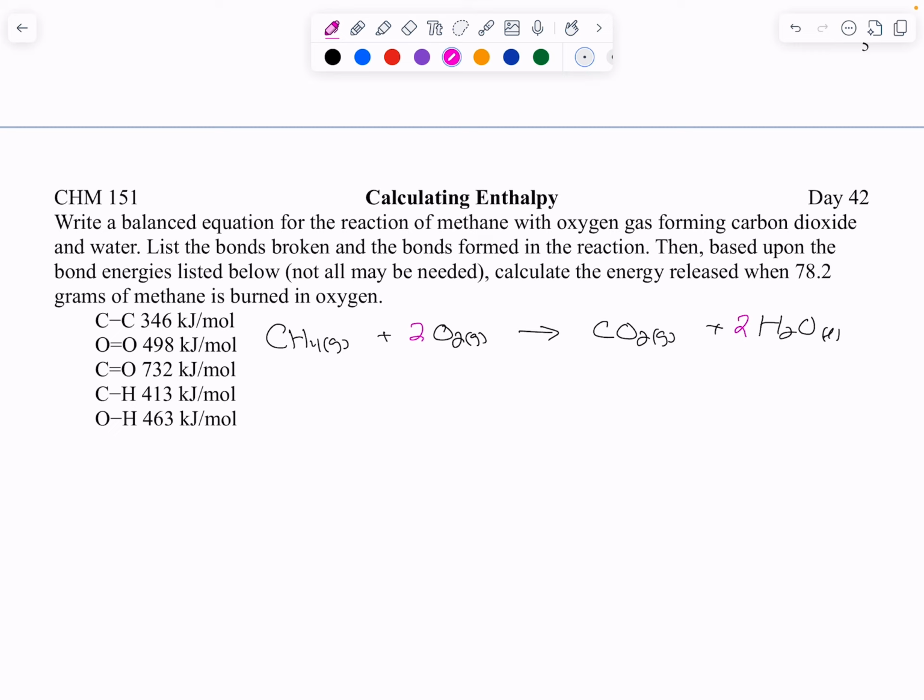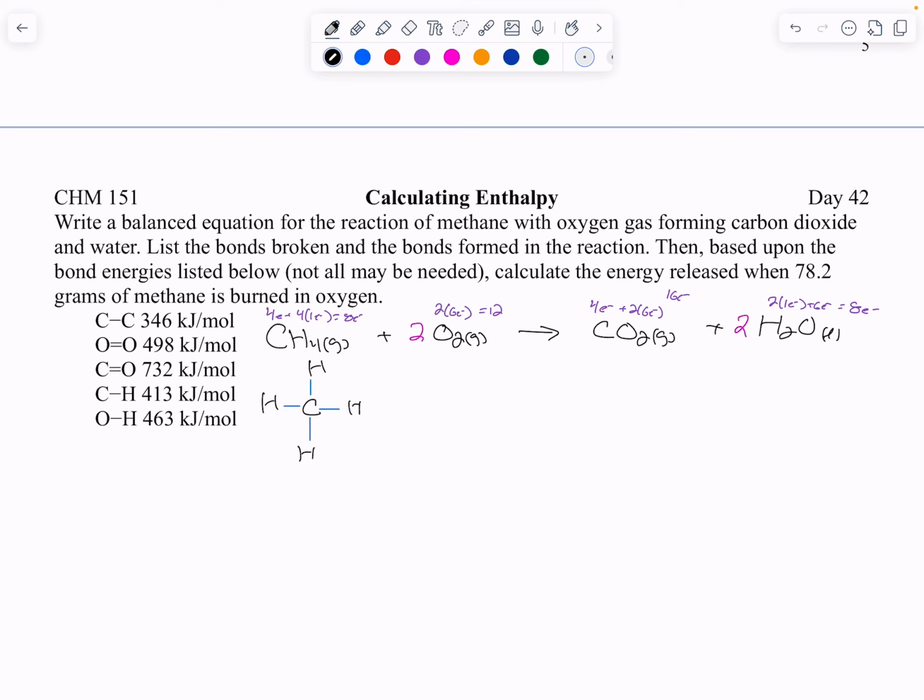All right, so this is a bonds broken and bonds formed question. It tells you that, basically. List the bonds broken and the bonds formed. All right, so Lewis structures. Carbon, 4 electrons, plus 4 times 1 electron, 8. 2 times 6, 12. 4 plus 2 times 6, so that would be 16. And then 2 times 1 electron plus 6 electrons, 8 electrons. Highly encourage you to do that each time. So beginning, we have carbon in the middle, 1, 2, 3, 4 H's, 2, 4, 6, 8. I think that's good.